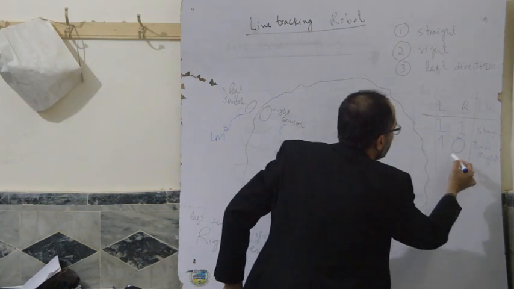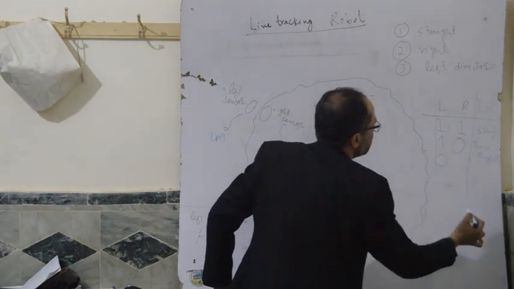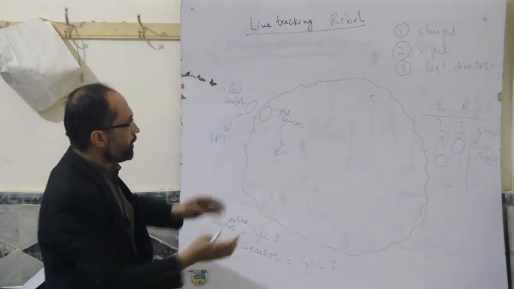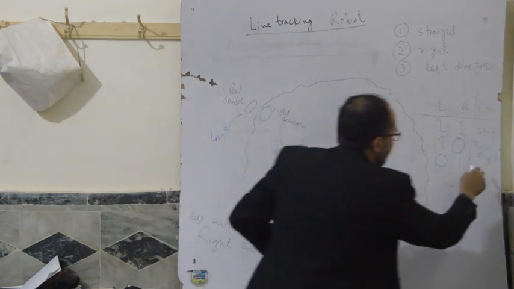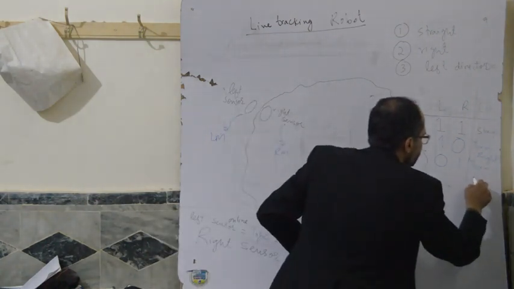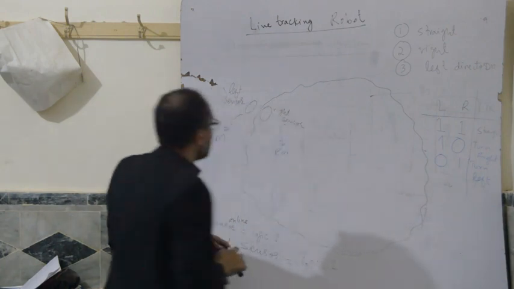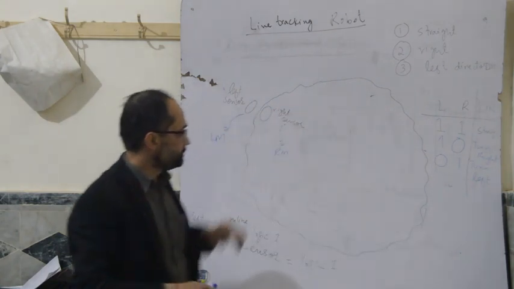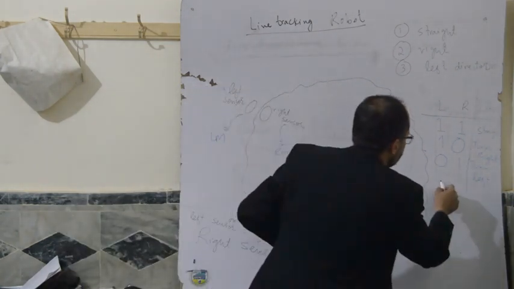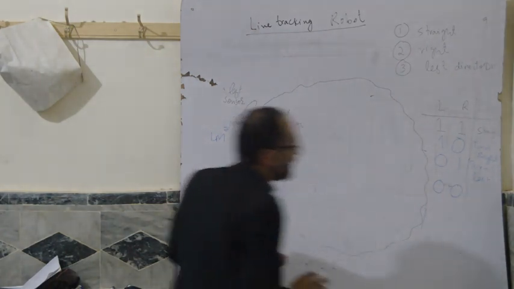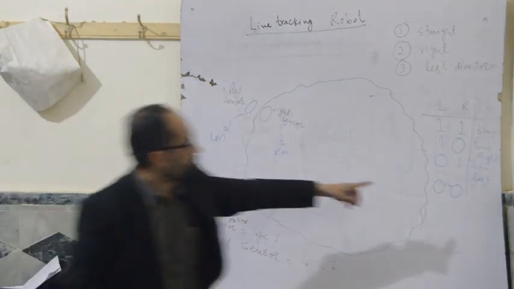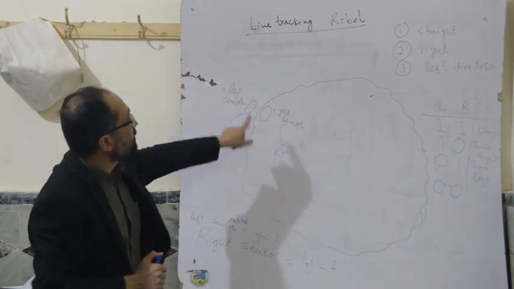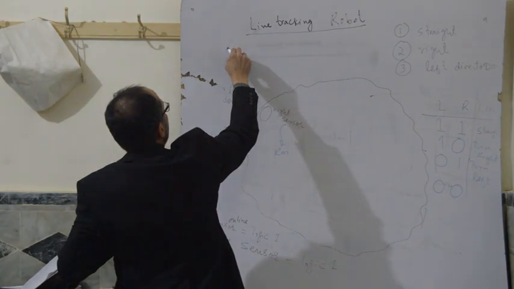So if the left sensor is 0 and the right sensor is 1, it means that we have to move the sensor in the left direction in order to keep this robot on the line. And if both the left and the right sensors are 0, 0, it means that the robot is not on the line. So maybe the robot is here.